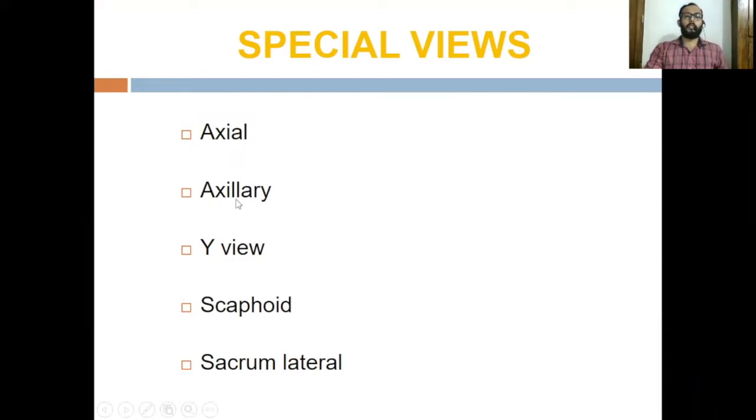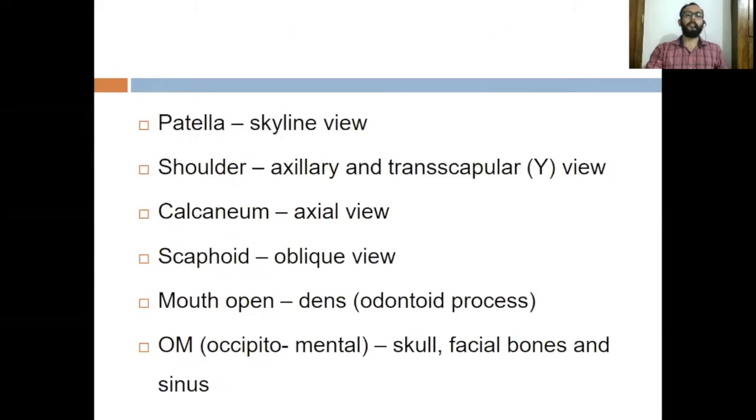The axillary view can be useful in the diagnosis of dislocation of the shoulder. The Y view or transscapular view is very effective in diagnosing posterior dislocation of the shoulder. The scaphoid view is obviously for scaphoid fracture, and the sacrum lateral view is to diagnose coccyx fracture. Another view is the patella skyline view.